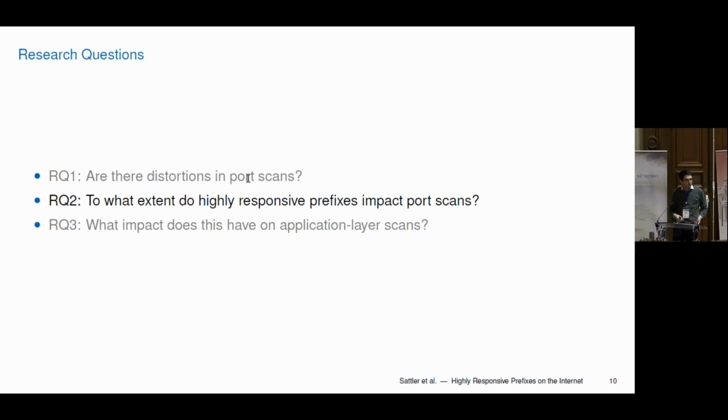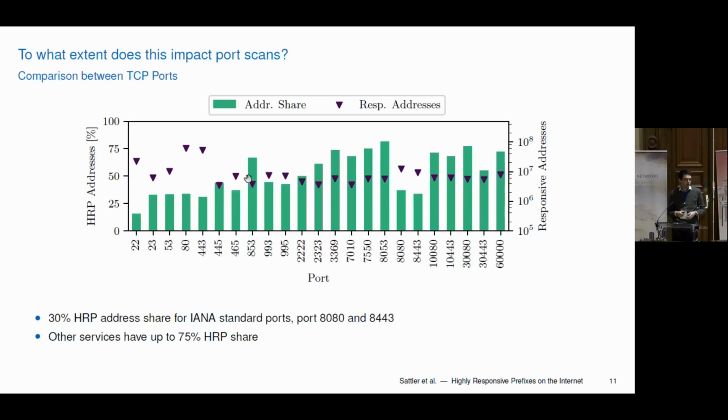So let me continue with our second research question. To what extent do highly responsive prefixes impact port scans? First, here is a selection of ports which we analyzed. And what you can see is that the impact on different ports is consistently above 30%, except for port 22, so SSH.